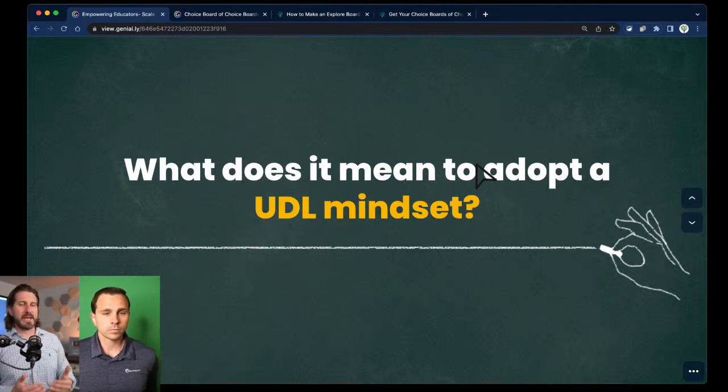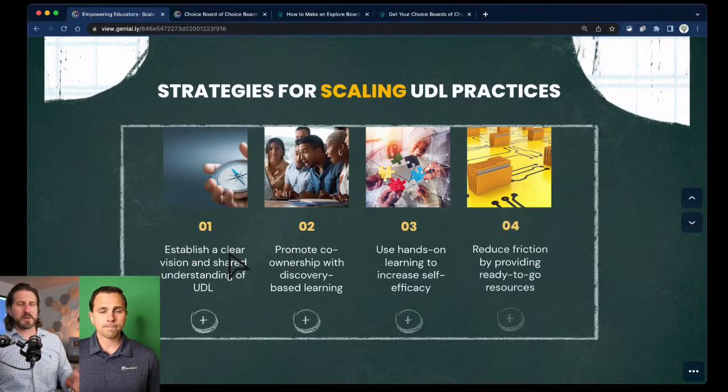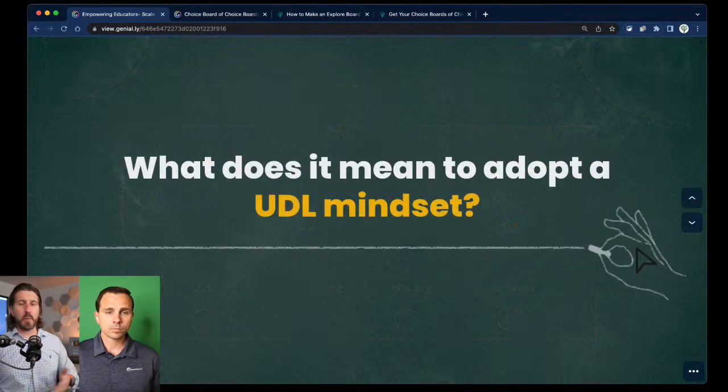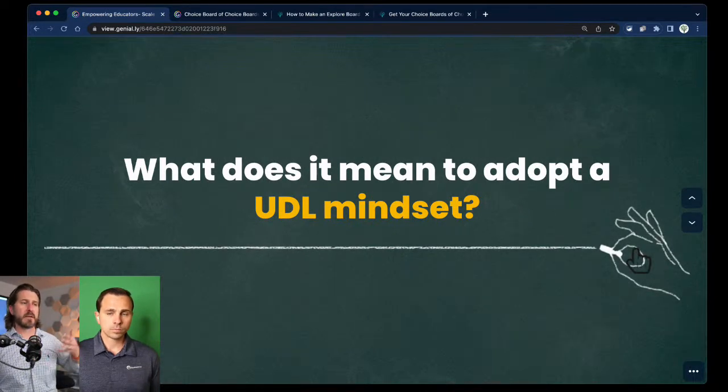And so if one of the first key strategies is to have a clear understanding of the vision of UDL, then it would be a great idea to open this up to everyone. So rather than just dictating that, open it up so it becomes an exploratory question. What does it actually mean to adopt a UDL mindset? What is UDL all about?